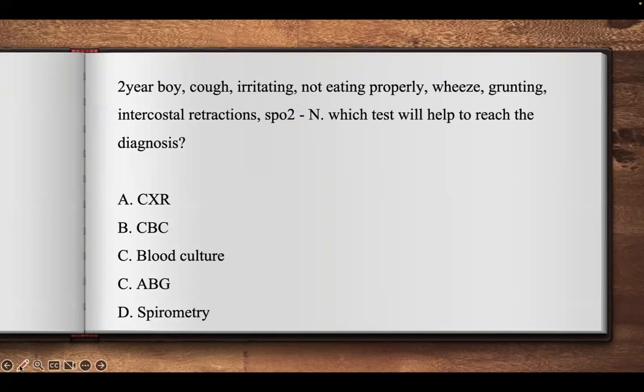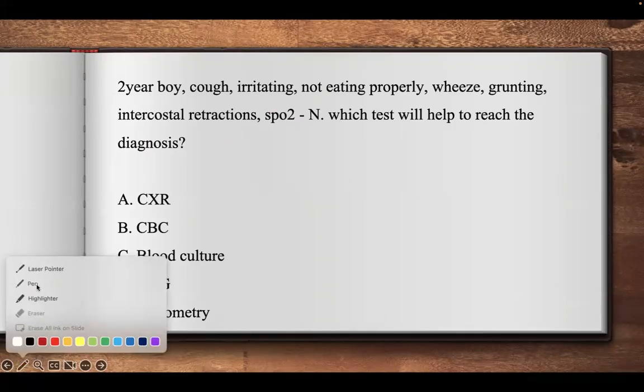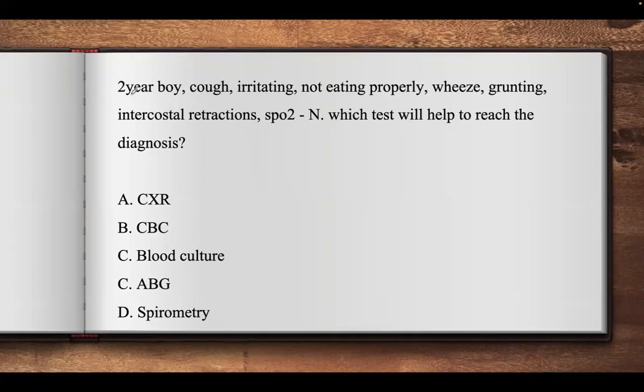Okay, guys, I think enough of that question. If you still have some confusion, if we have the time, maybe afterwards we can discuss that. But let's move on to this next question. A 2-year-old boy, cough, irritating, not eating properly, wheeze, grunting, intercostal retractions, saturation of oxygen is normal. Which test will help to reach the diagnosis? Chest X-ray, CBC, blood culture, ABGs, or spirometry?